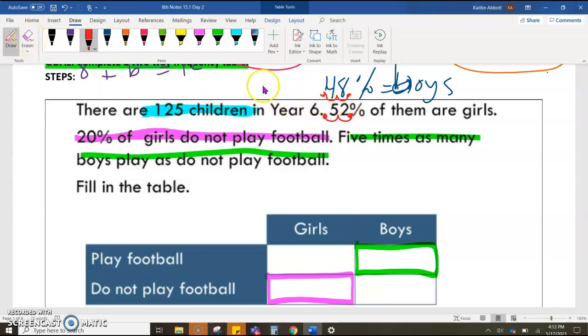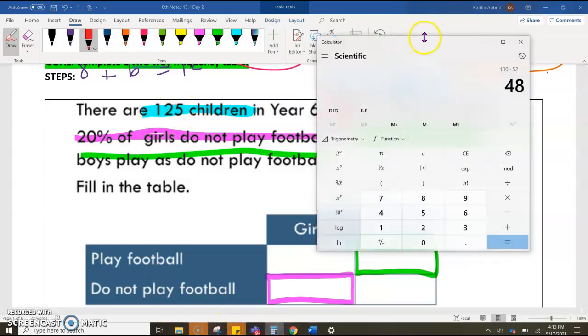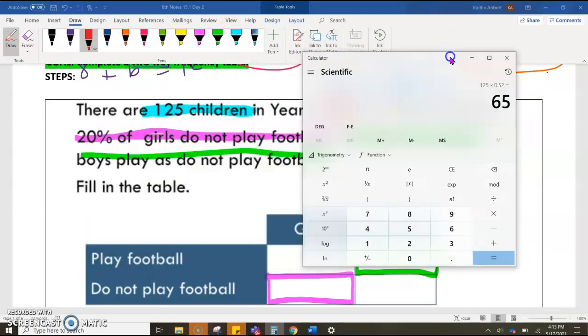Okay, so let me show you what we're going to do with this. We're going to take the total, and we're going to take our calculator, and we're going to do 125 times 0.52, so that's for girls, 52% was girls, equals 65. So when you multiply the total by the percent of what we need, this tells us that that's how many girls we have. So 65 is how many girls in total.